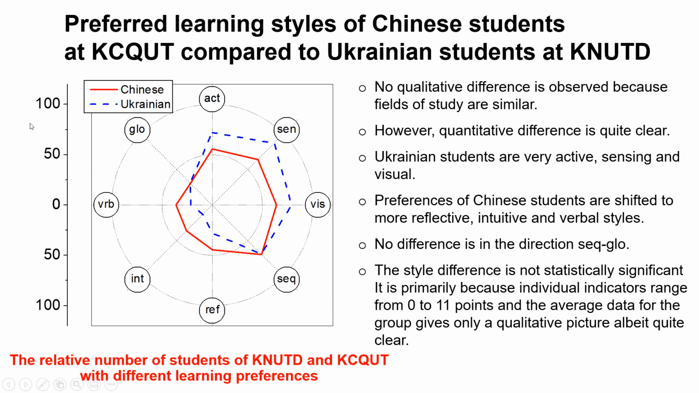Following the Felder-Solomon method, the dominance of active, sensing, visual, and sequential styles is characteristic of both student groups. A significant quantitative difference is observed in learning profiles of student groups. 46 to 44% of students from China demonstrate reflective, verbal, and intuitive learning styles.